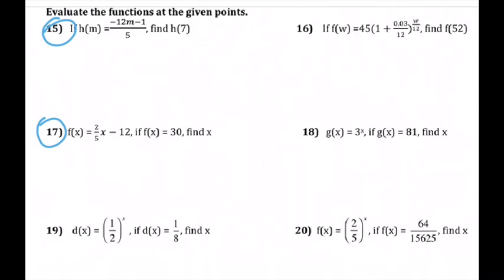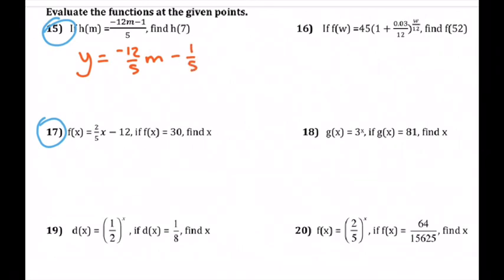Okay, so h of m. The reason it's called h of m is because I decided to call this function h, but it's of m because that's the variable I'm using in there. If I used a different variable, it would be called something different. Also, let's be clear that this function h of m is the same thing as the equation y equals negative 12/5 m, or x, minus 1/5.